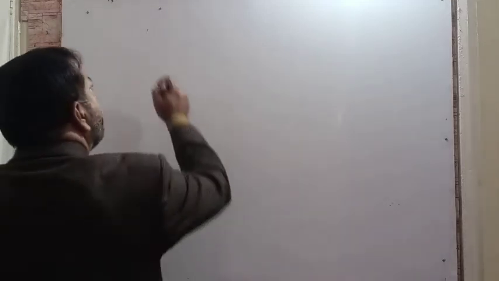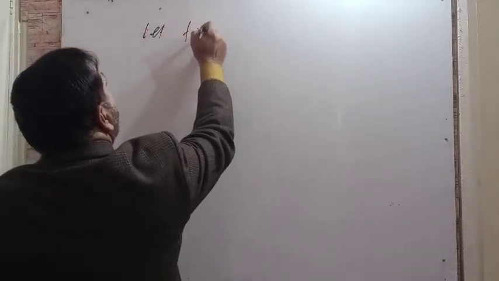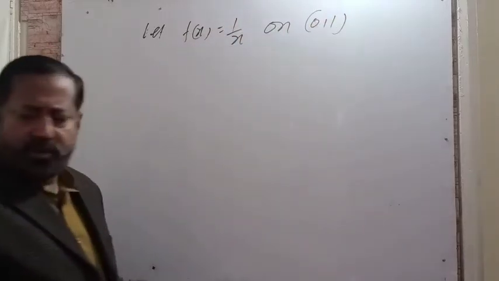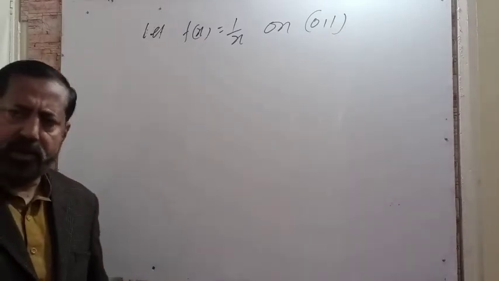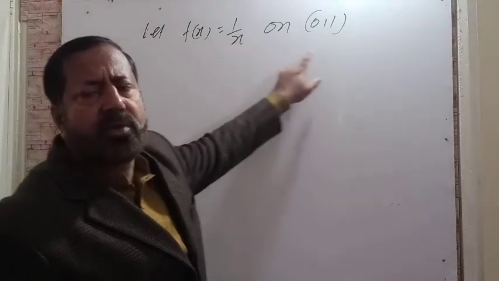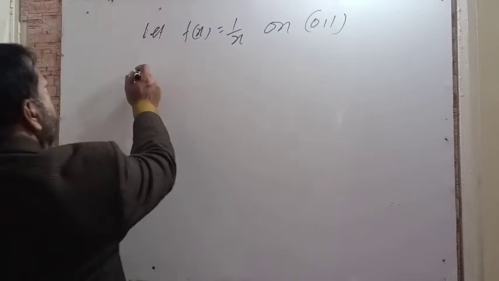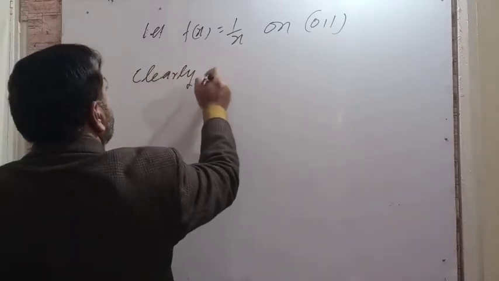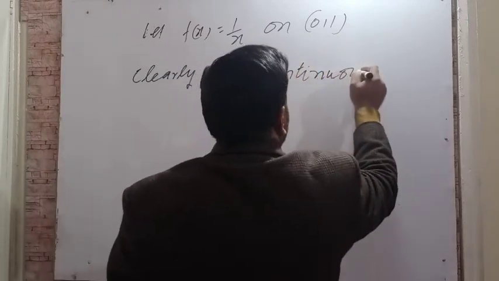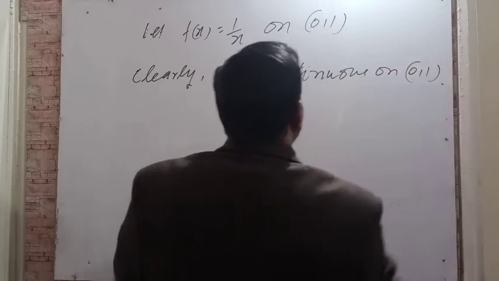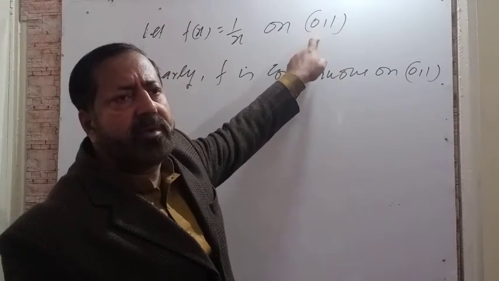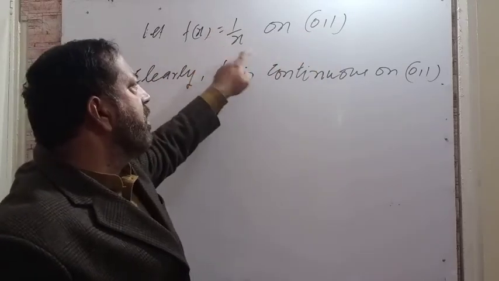Let f(x) equal 1 over x on (0, 1). If you take this function, f(x) equal to 1 over x, then obviously this function is continuous on (0, 1). You know that the function is defined at all points of the domain. Here 0 is not a point of this domain, so this function is clearly continuous.